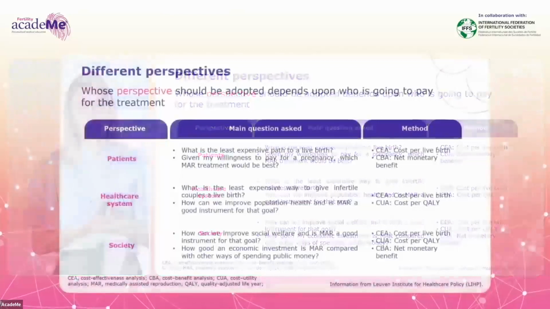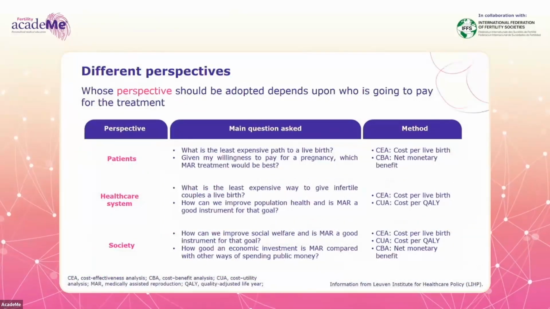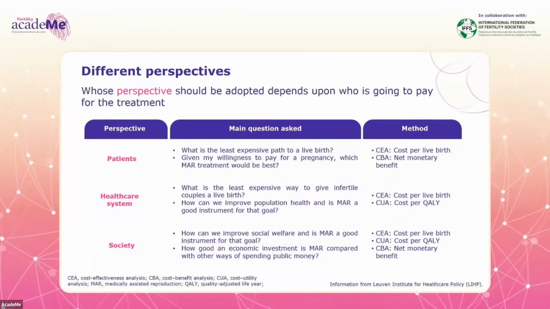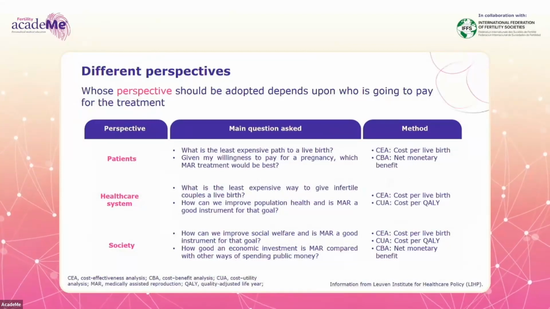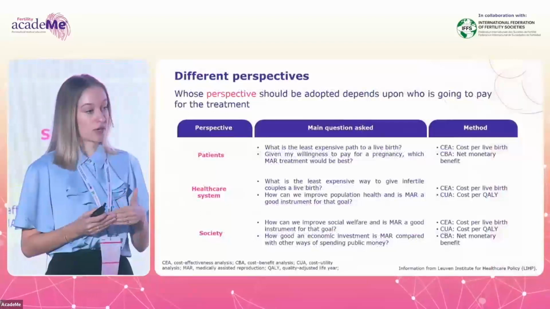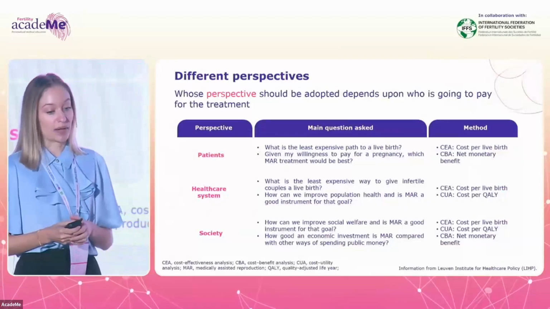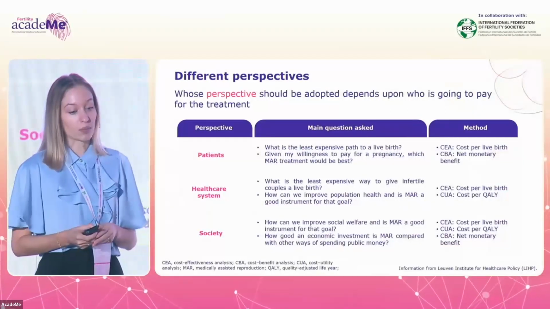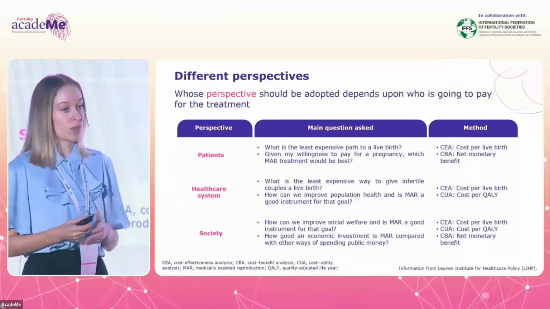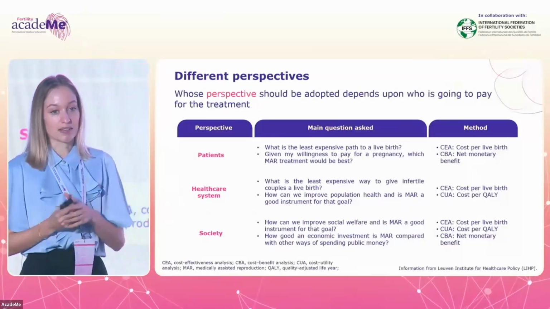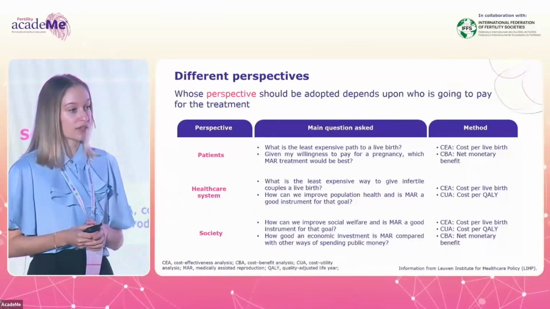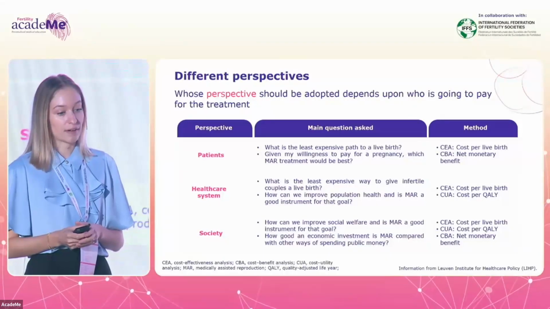So whose perspective you should adopt for your evaluation depends on who's going to pay for the treatment. So first possible perspective is the one of the patient. Now you're going to try to answer questions like, what's the least expensive path to a live birth? Or given my willingness to pay for a pregnancy, which MAR treatment would be best? And then the desired method is a cost-effectiveness analysis or a cost-benefit analysis.